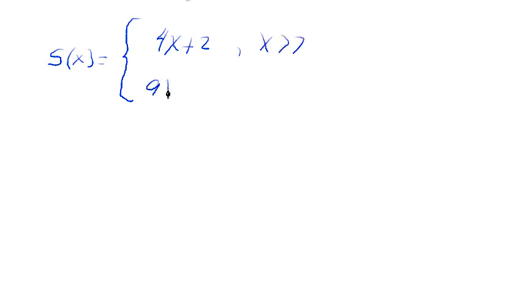Now this is traditionally how we'd write a piecewise function, right? Big curly bracket. We got 4x plus 2, and its domain is x is greater than 7, and then 9x plus 6, and its domain is x less than or equal to 7, and we're looking for the limit as x approaches 7 from the left.